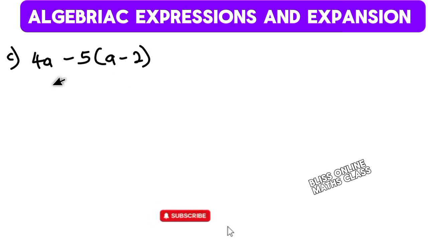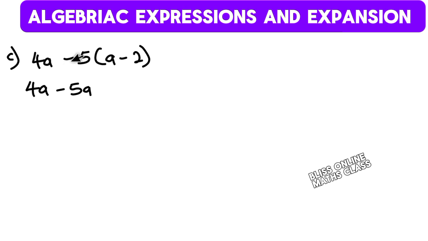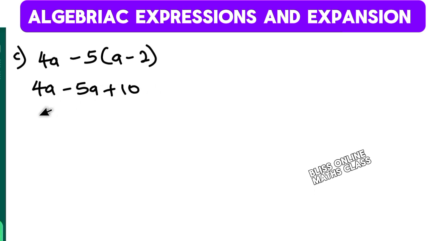So still on how to remove brackets, another example we have is 4a minus 5 brackets a minus 2. So how do we remove this bracket? Let's go. Minus 5 times a is minus 5a. Minus 5 times minus 2 is plus 10. Remember, minus times minus is plus. 5 times 2 is 10. So what we have is 4a minus 5a plus 10. 4a minus 5a will give us minus a. 4 minus 5 is minus 1, right? That's why 4a minus 5a is equal to minus a, plus 10.